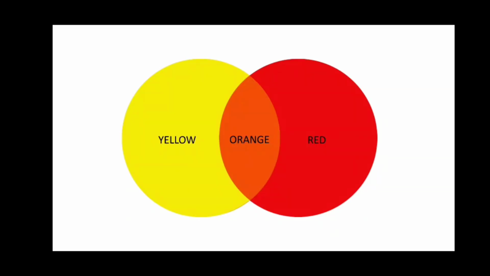For example, red cannot be created by mixing any other two colors. But if you see this orange, it has been created by mixing red and yellow.